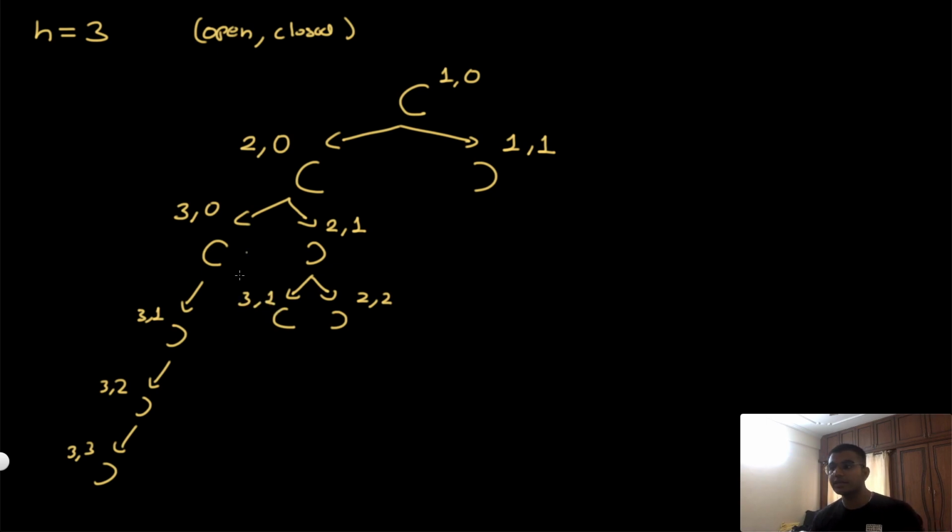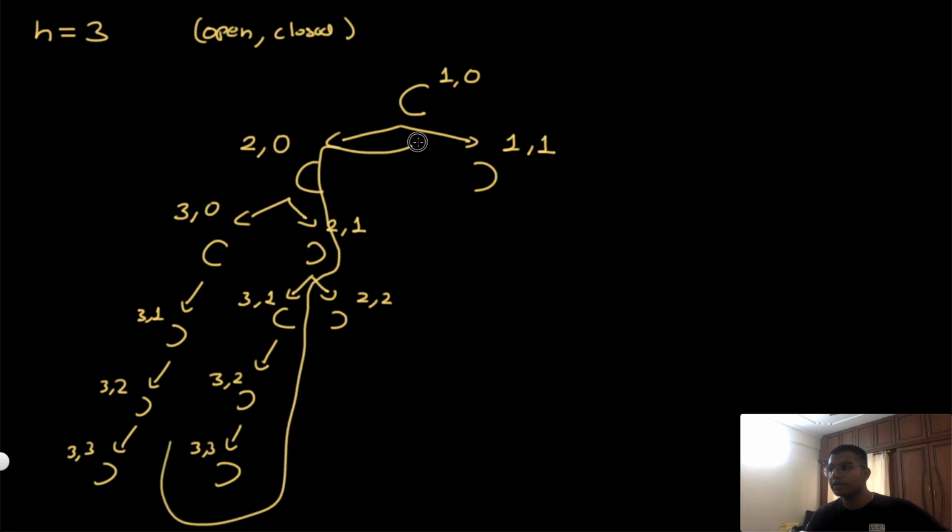Let's continue. In this case, the same thing happens. The number of open brackets is 3, which means I cannot have any more open brackets. So the only thing I can have are closed brackets. A closed bracket becomes 3 comma 2, and one more closed bracket becomes 3 comma 3. So this entire thing over here is another path. This path is another answer.